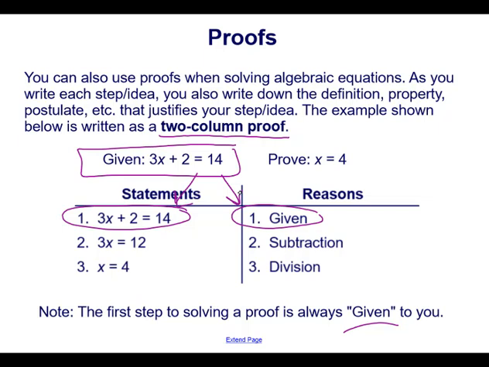And then you can also note that the last step is what you're trying to prove. So that x equals 4 here in this example is that last statement. So the first thing you do in a proof is take your 2 columns, and then write your given statement, and then the reason is given, and then we have our proof statement last, so you know that's what you're working towards.